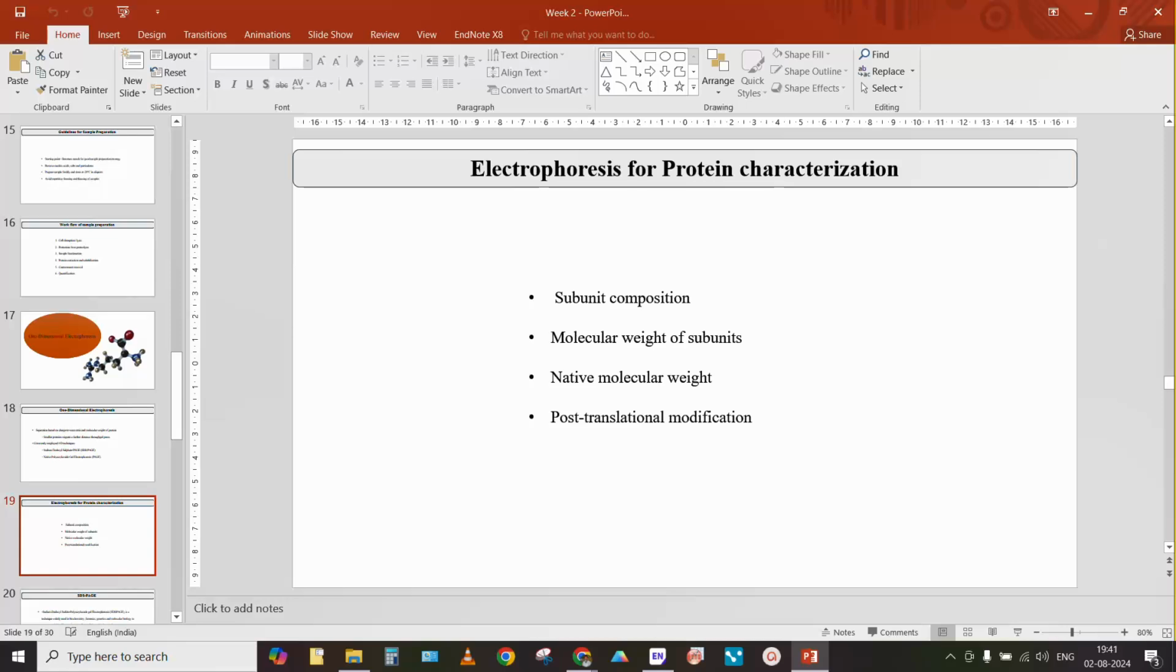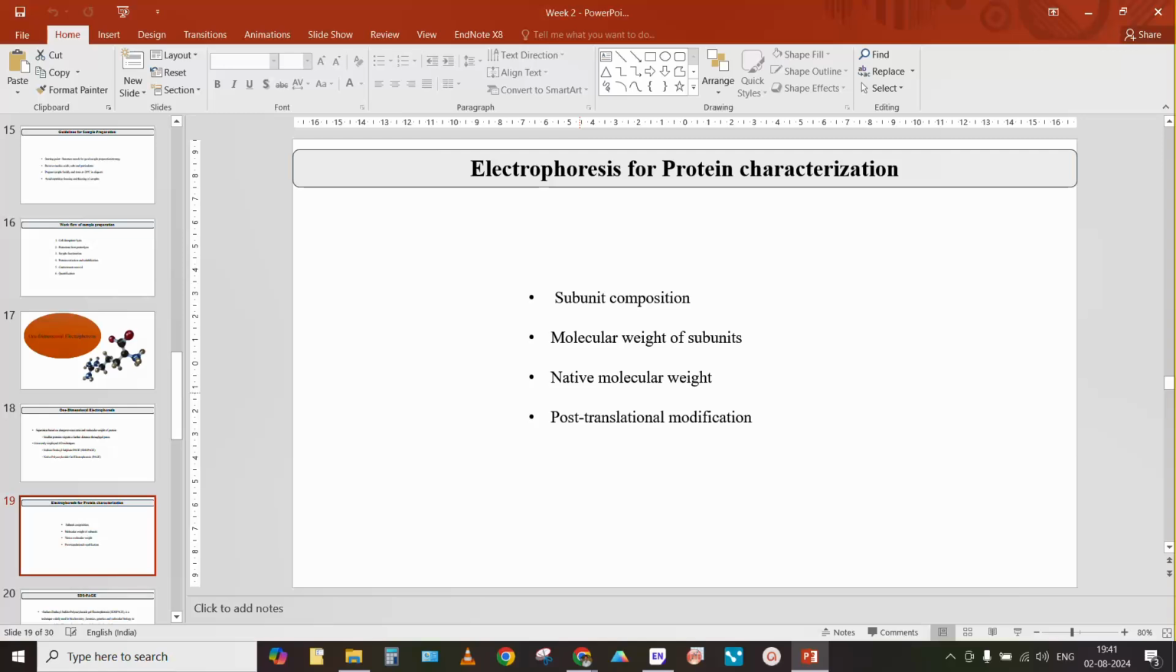Electrophoretic techniques can be used for protein characterization to study different properties, for example the subunit composition of the proteins, the molecular weight of those subunits, the molecular weight of the native protein, and different types of post-translational modification. Only one technique may not be able to answer all of these questions, so often you have to involve more than one type of electrophoretic technique.